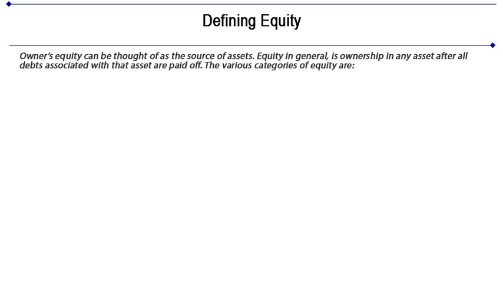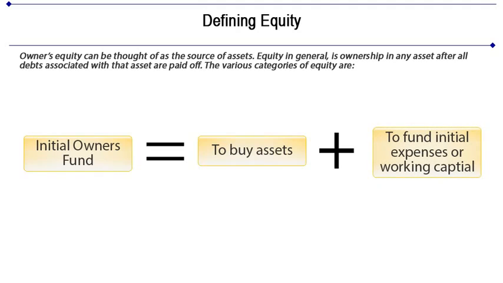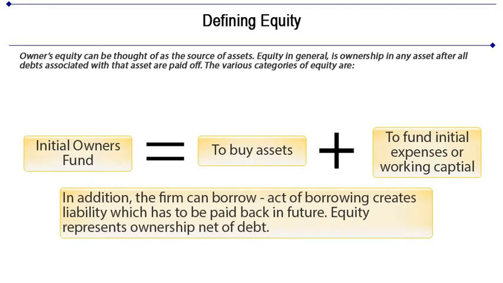Owner's equity can be thought of as the source of assets. Equity in general is ownership in any asset after all the debts associated with that asset are fully paid off. Equity in the firm and individual business is the cash that the owner brings in to buy assets and provide for working capital. At the start of the business, the owner puts some funding into the business to finance the operation.